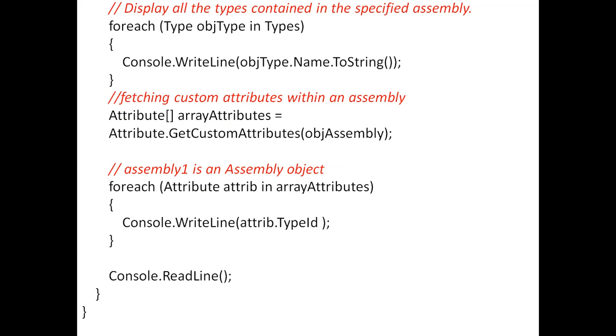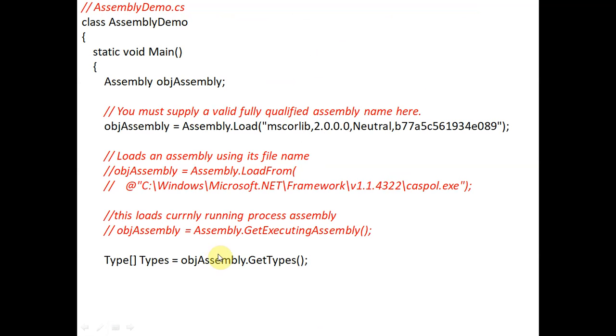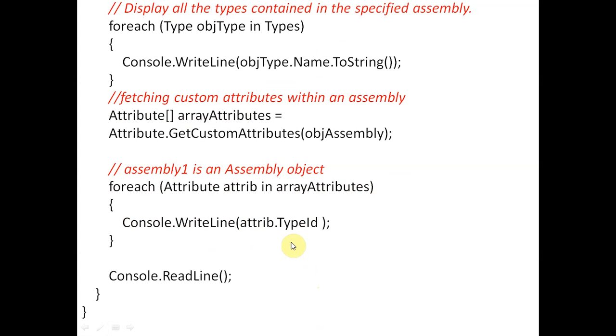This is a function of the Type class. Now we have written Console.WriteLine(objType.Name.ToString()). It will display the name, converted into a string. So from this objType we will print the name in string form. This is assembly GetTypes; it returns all the assembly types.